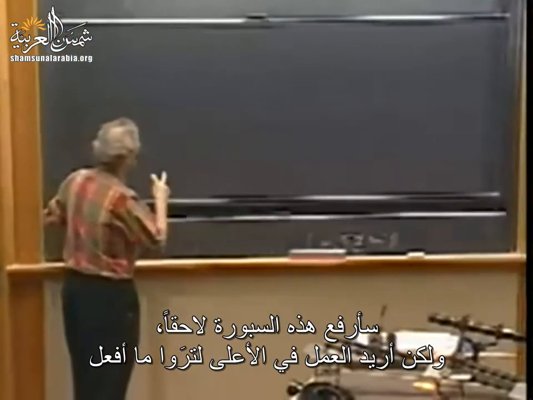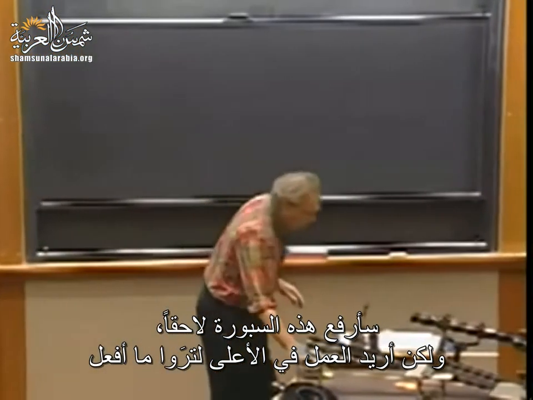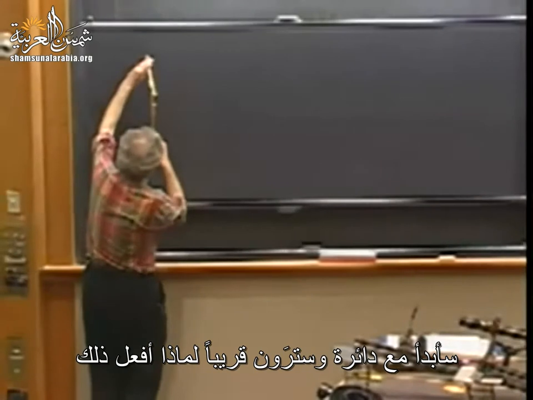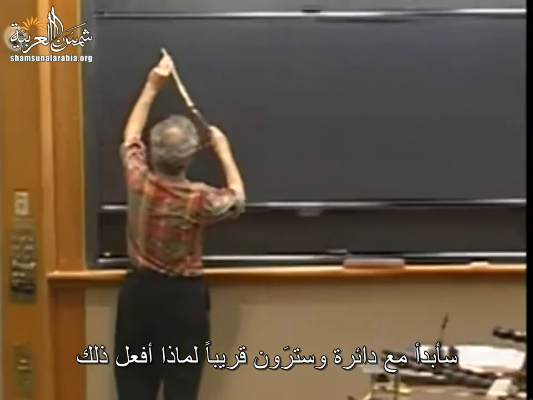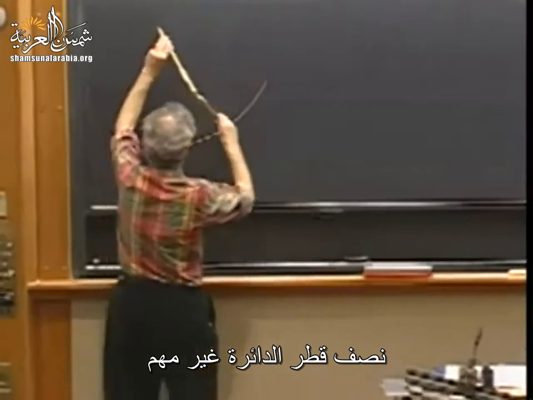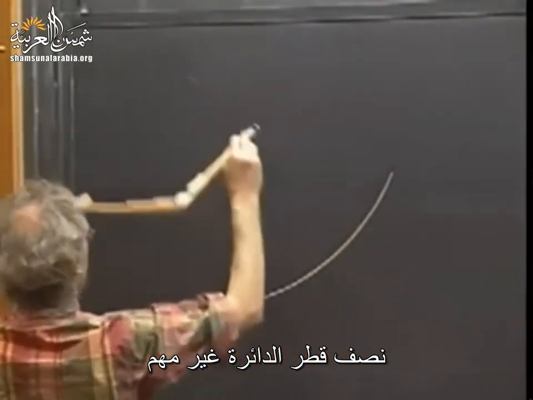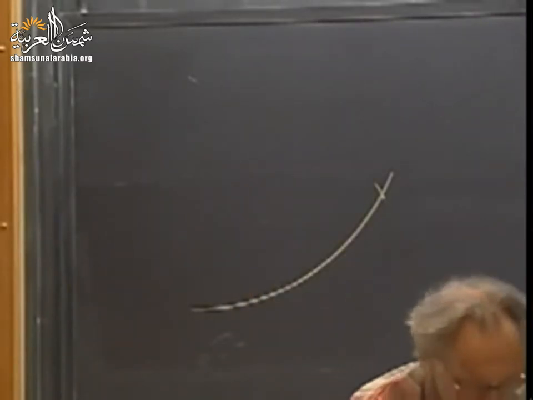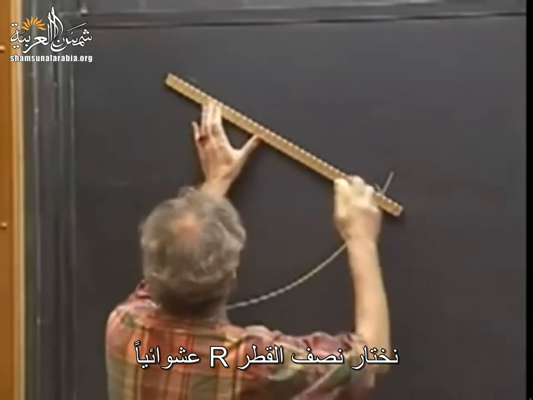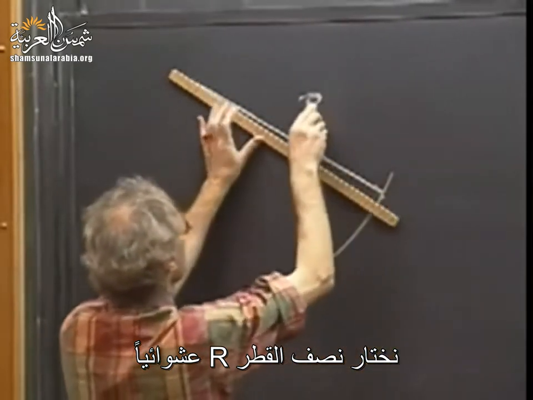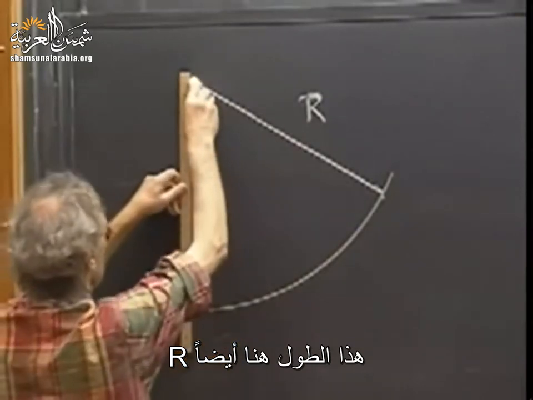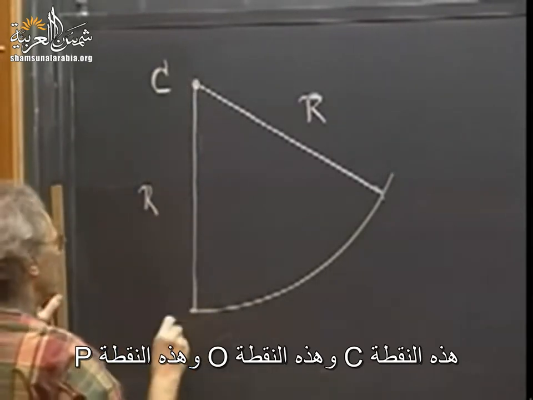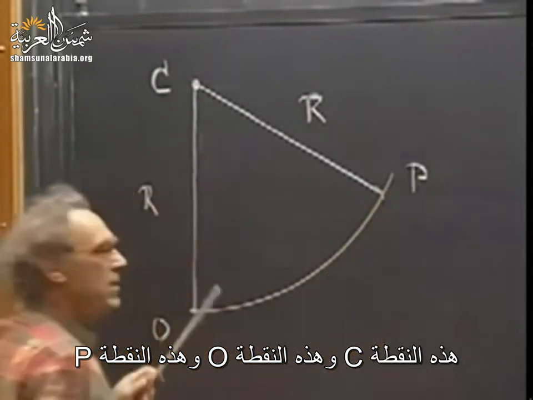I will raise this later, but I want to work above my head so that you can see what I do. I start with a circle. You will see shortly why I do that. The radius of the circle is unimportant. You will see that that will cancel. So this radius, arbitrarily chosen, is r. This length here is also r. Call this point C, this point O, and this point P.